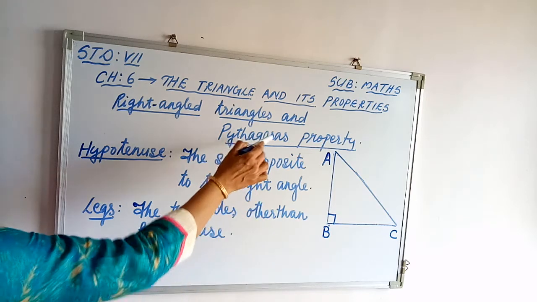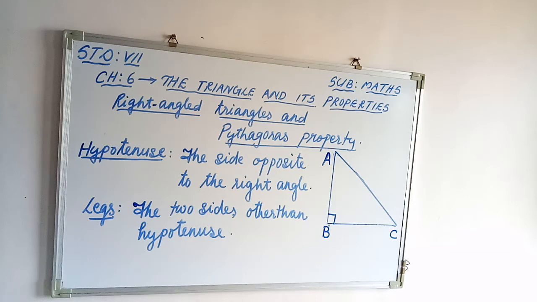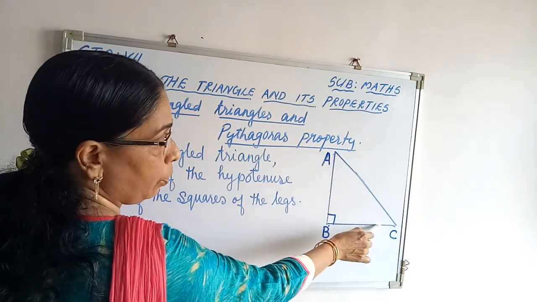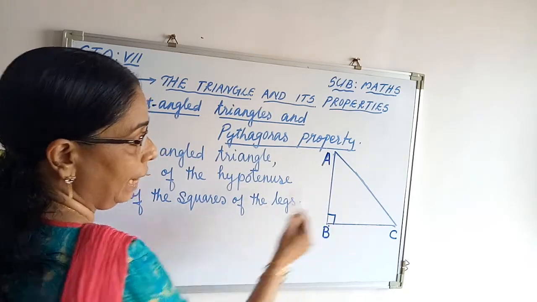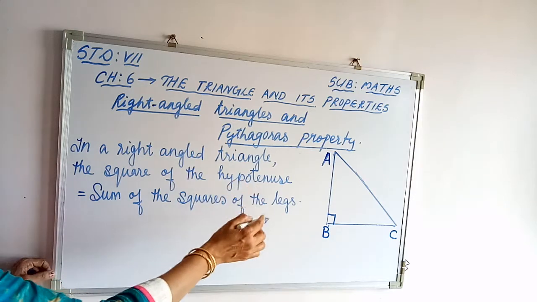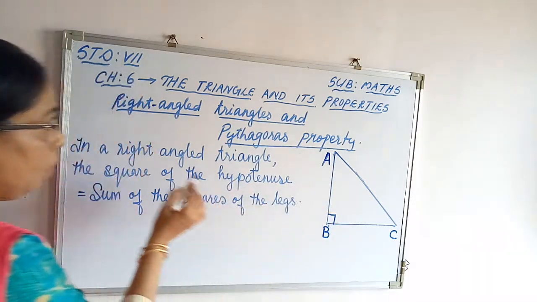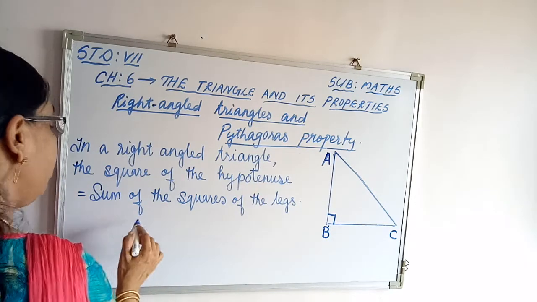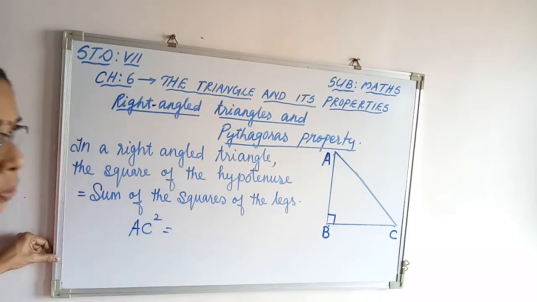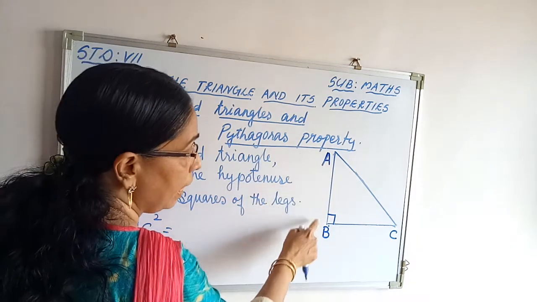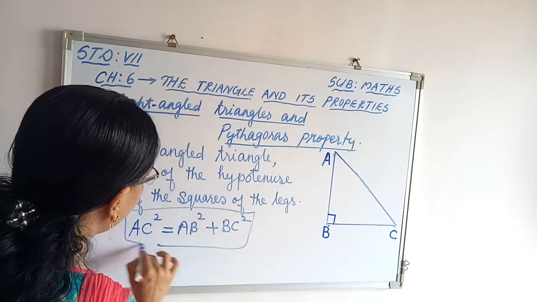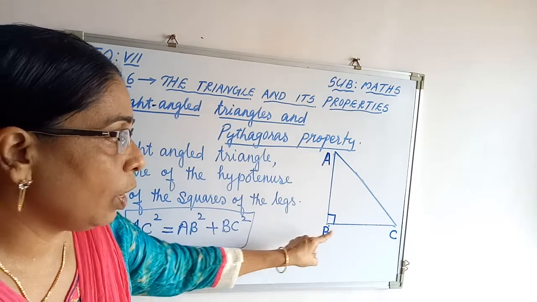Now we can see the Pythagoras property, which is an important property of right-angled triangles. What is the Pythagoras property? In a right-angled triangle, the square of the hypotenuse is equal to the sum of the squares of the legs. That is called the Pythagoras property. See this right-angled triangle ABC, where the hypotenuse is AC. So according to this property, in right-angled triangle ABC, AC square is equal to the sum of the squares of the legs, AB and BC. That means AC square is equal to AB square plus BC square.